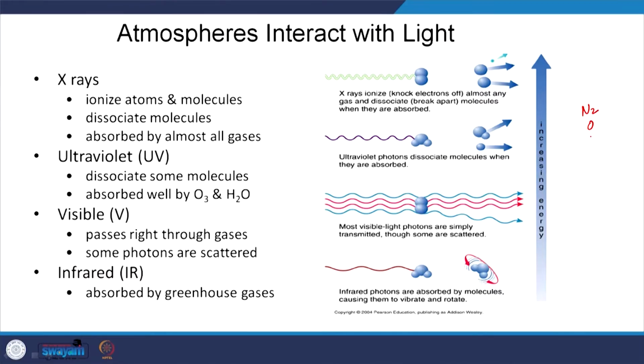X-rays are highly energetic in nature. They can ionize atoms and molecules, they can dissociate molecules into individual atoms, and they are generally absorbed by almost all gases. Predominantly you have nitrogen and oxygen, and all these gases, the molecules or atoms, can absorb the X-rays. So, X-rays ionize almost any gas and dissociate molecules when they are absorbed.